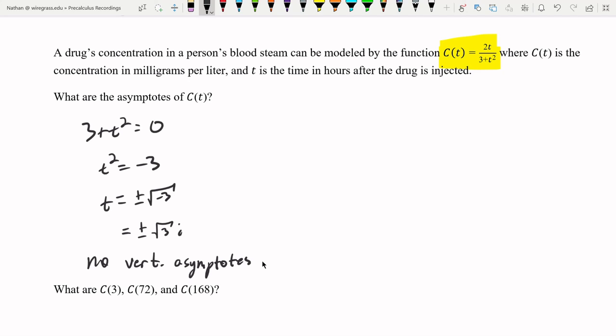Now it can, however, have a horizontal asymptote, and in fact it does, right? M here is 1, the degree on top, and the degree on bottom is 2. 1 is smaller than 2, right? So that means y equals 0 is the horizontal asymptote. Just look back at that table that I made. So we know that eventually this function, as t goes off to infinity, will get smaller and smaller and smaller, and it'll go to 0.